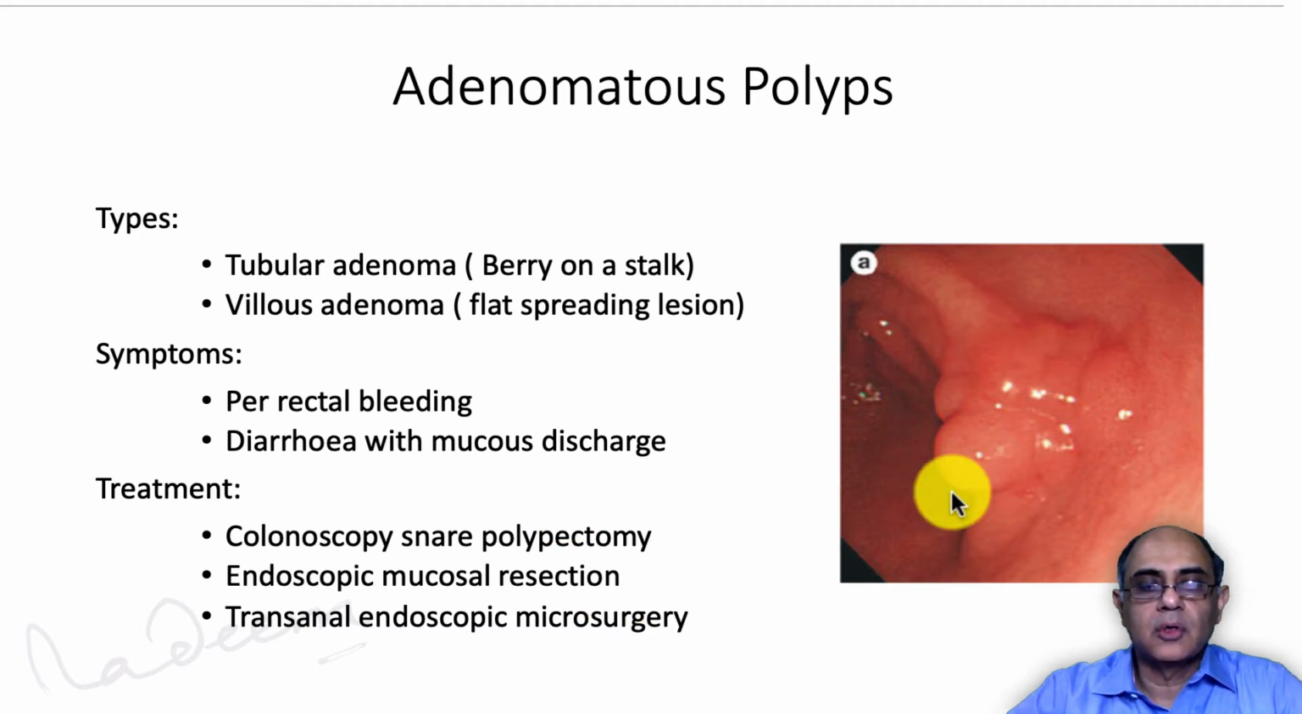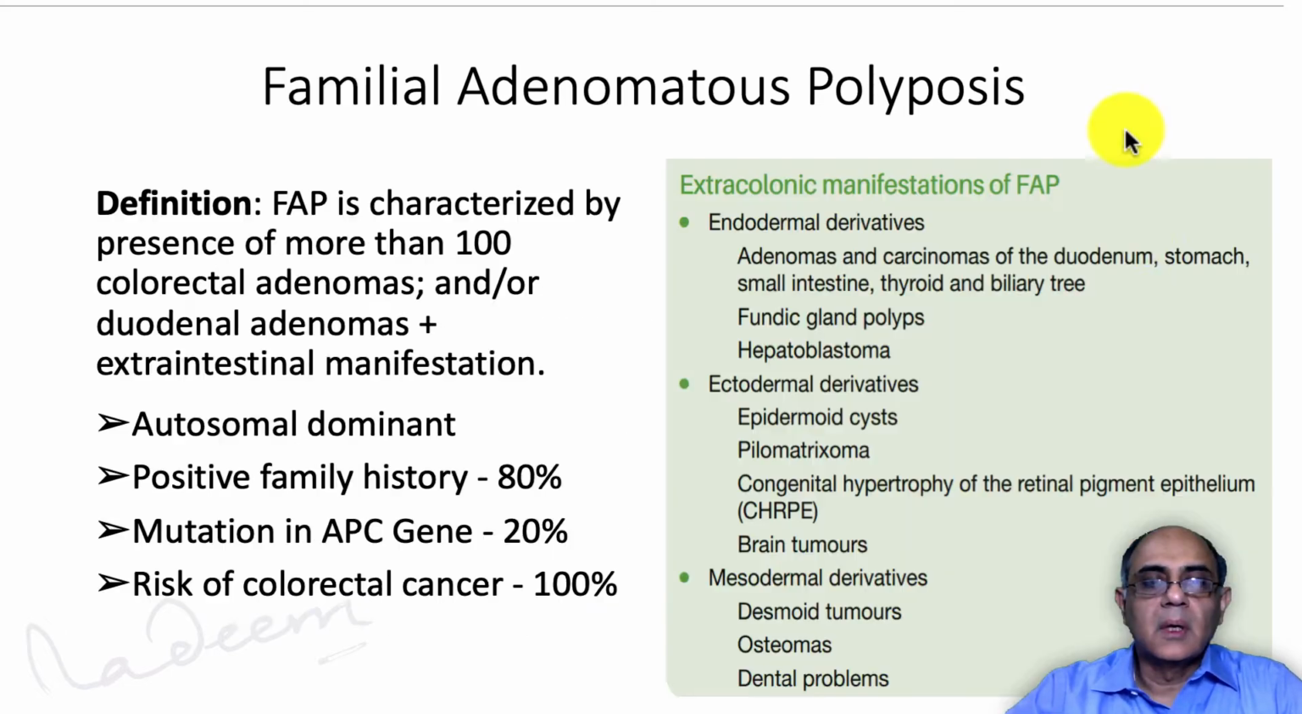Any polyp more than 0.5 centimeters, some books say it's 1 centimeter, has to be removed, because if the polyp is about 1 centimeter in size, the incidence of malignancy is 10%, and if the polyp becomes 3 centimeters, the malignancy incidence becomes 30%. So all the polyps greater than 0.5 centimeter have to be removed and tissue diagnosed. So familial adenomatous polyposis, this is a syndrome.